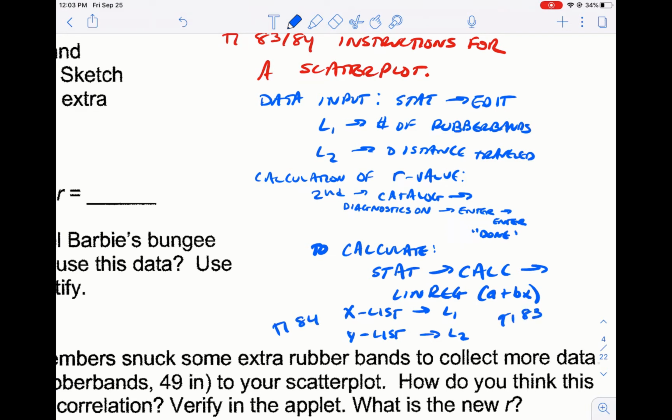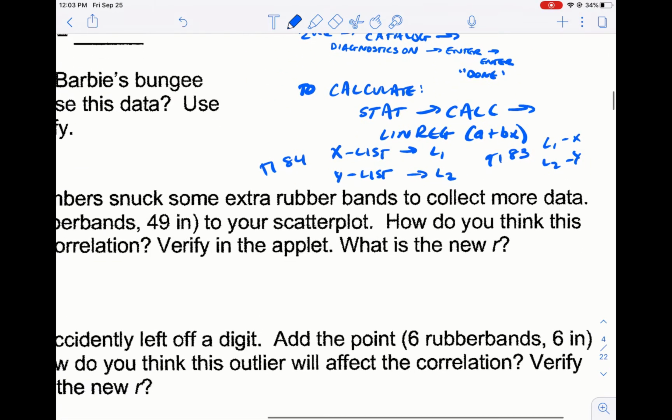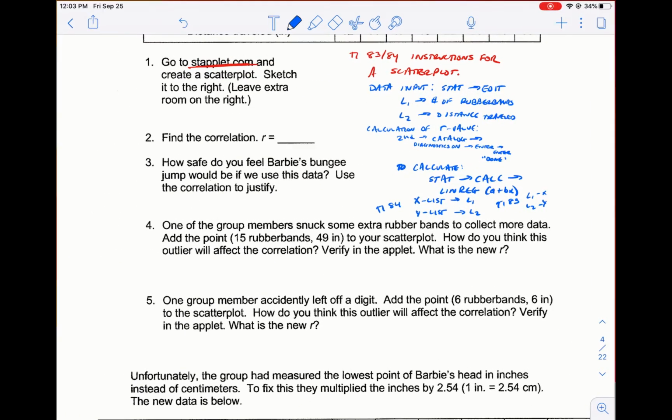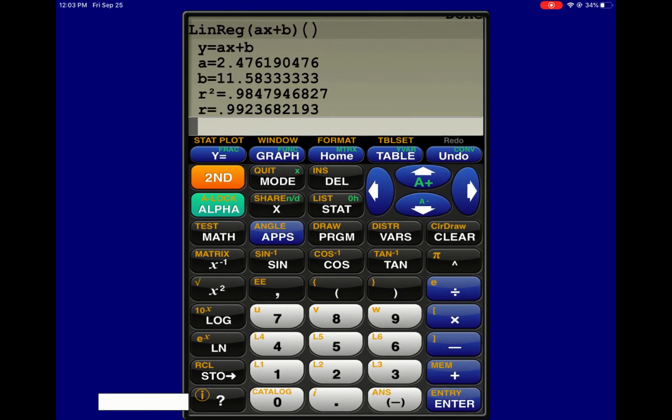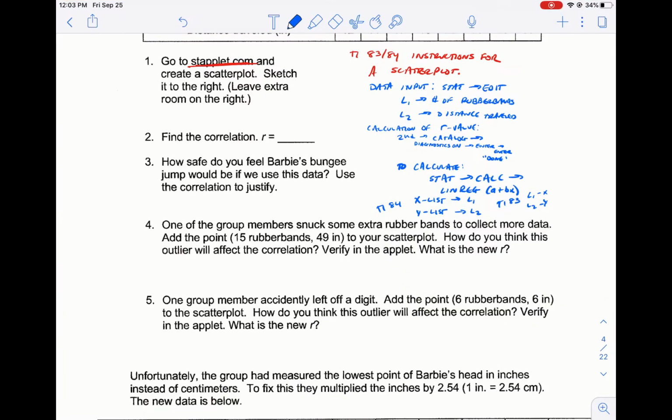And on the TI-83, it's going to default to L1, X, L2, Y, and so you should be okay for that. If not, after the parentheses, you need to put in L1, L2. And when you do that, you're going to hit enter, and it's going to spit out your R value, and it's going to look something like this. So I ran my linear regression, and what I got was a correlated value with my R squared and my R value of 0.992. And so let's put that in here. So that's a 0.992.